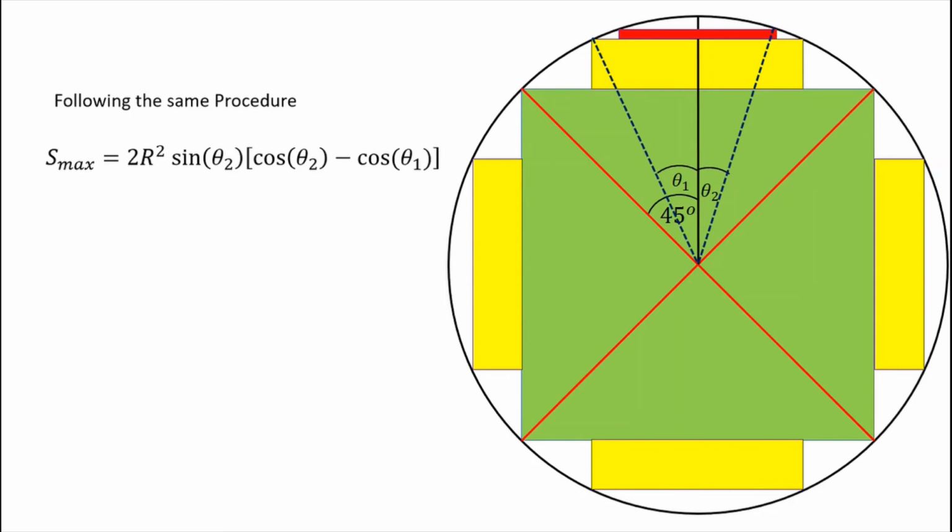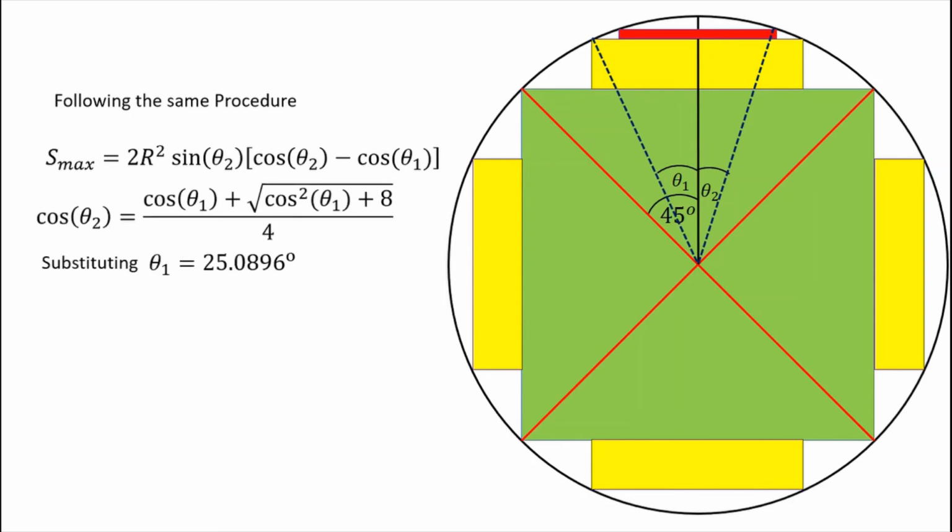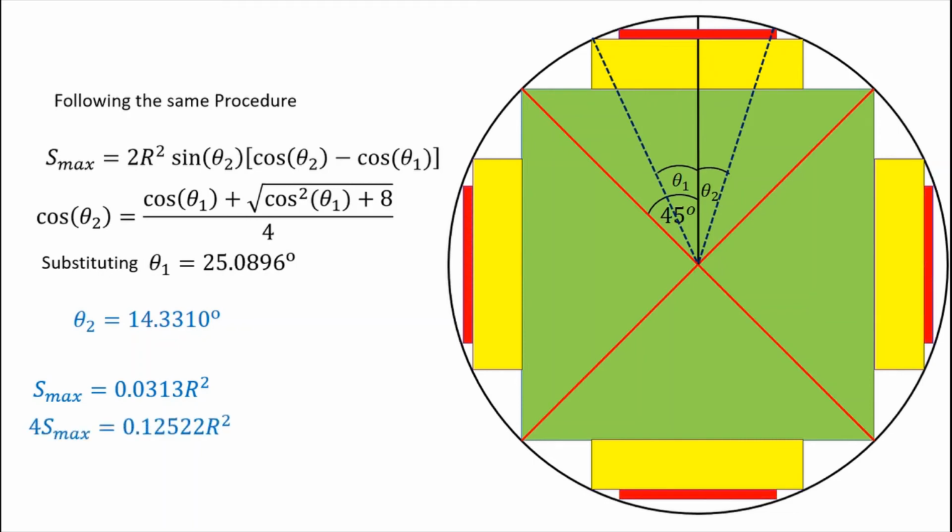Substituting theta sub 1 equals 25.0896 degrees gives theta sub 2 equals 14.3310 degrees, so the maximum area equals 0.0313 multiplied by r squared. Multiplying this area by 4 we get the area of the 4 shown rectangles. From the previous two cases, the maximum value of the successive areas can be obtained by iterating the previous relations.